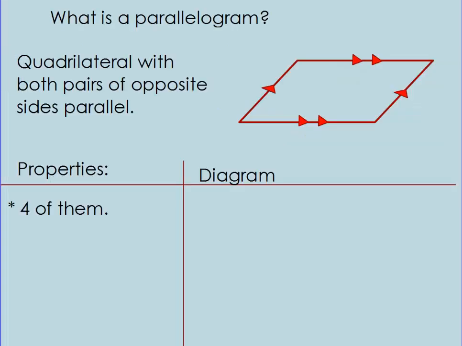Alright, so what is a parallelogram? Well, if you don't remember, here it is. It's a quadrilateral, that means it has four sides, with both pairs of opposite sides parallel. So these two sides are parallel, and these two sides are parallel. That's why we got these little triangles here. Double triangles, single triangles. That's a parallelogram.